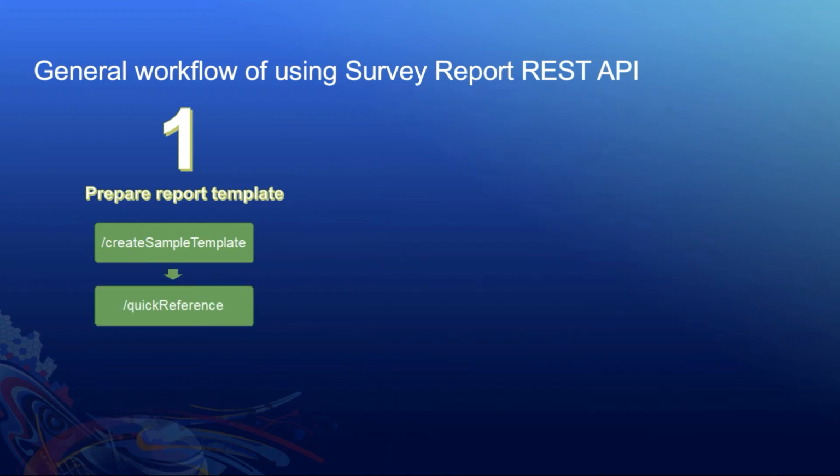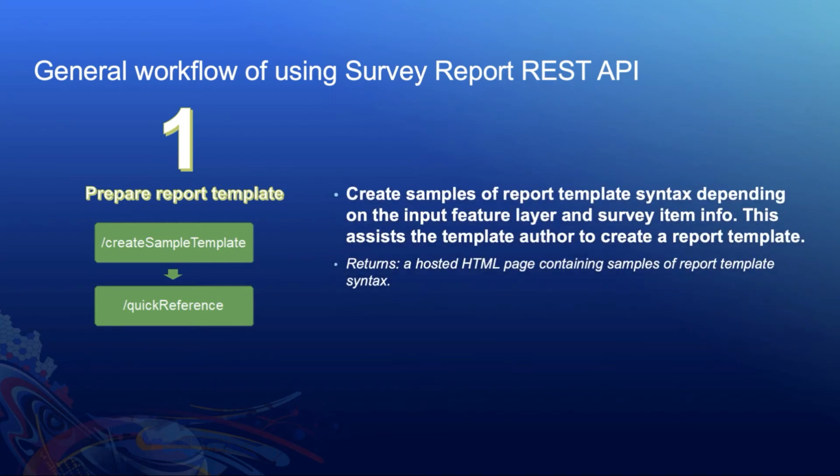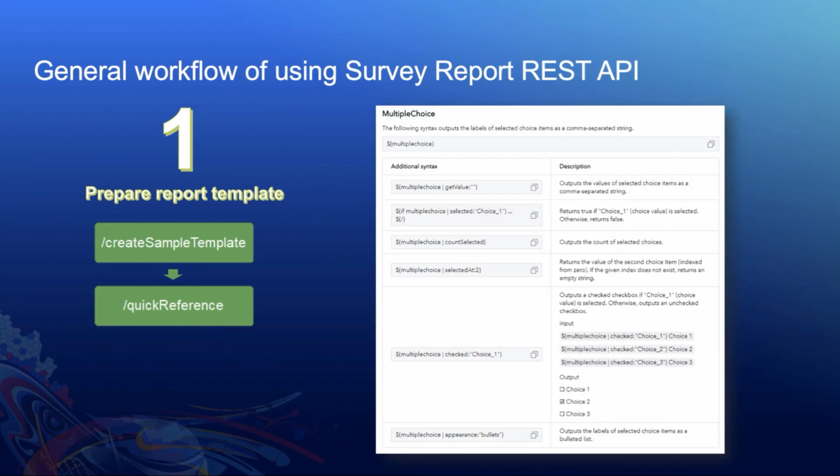The second step is to customize the sample template. You can either refine the document style or modify the content. In this step, you would find the Quick Reference page very useful. It shows many samples of report template syntax depending on the input feature layer and survey item info. This assists the template author to customize a report template. For example, you can get a checked or unchecked checkbox using the checked filter applying on a multiple choice question.